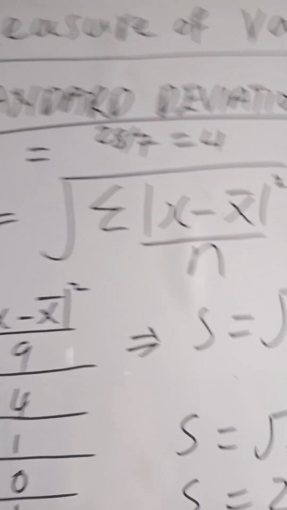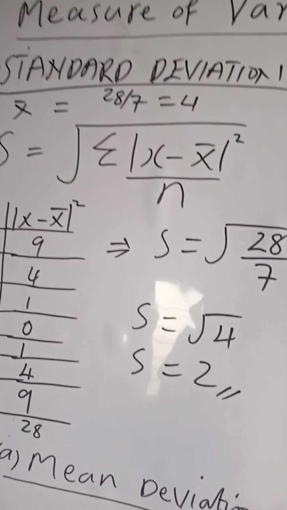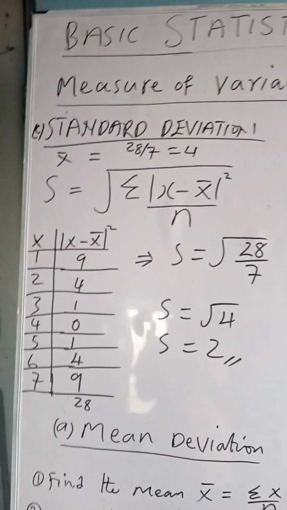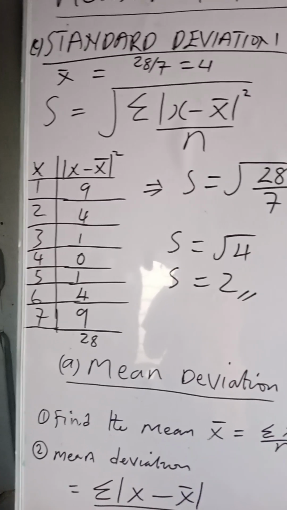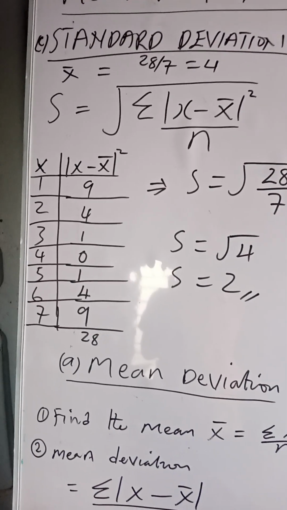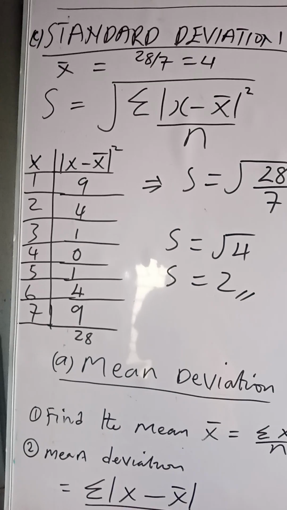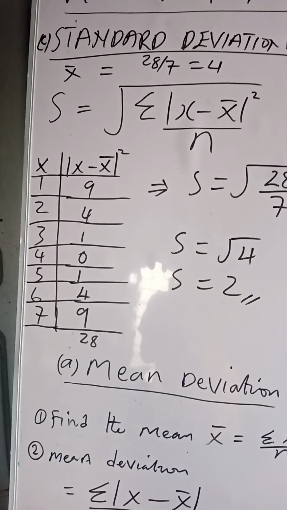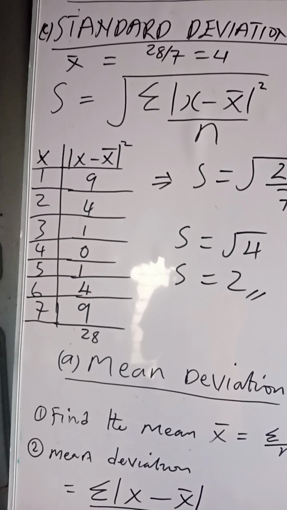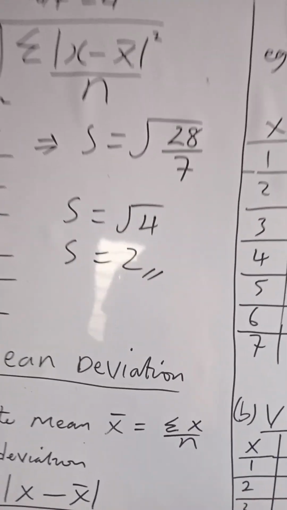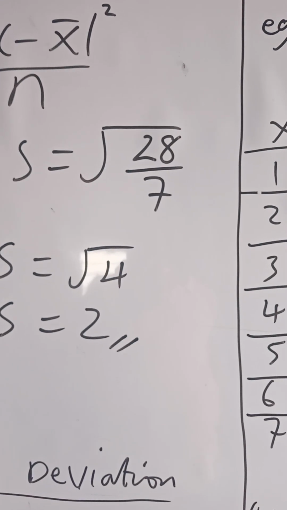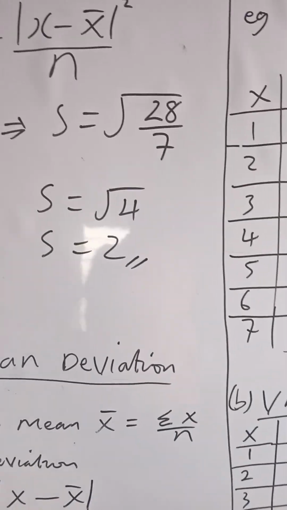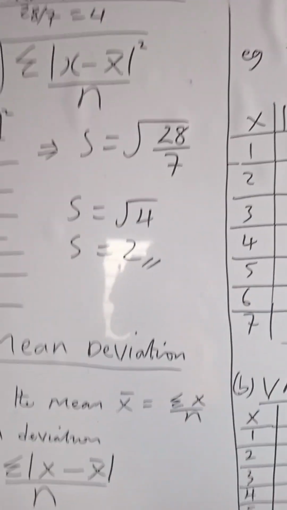Then the standard deviation is the square root of the variance, as projected over there. We do the same thing as at the first point: we find the mean, subtract the mean from the values, and square it. When you total all of them, it gives us 28. Finally, we put it into the formula, the square root of 28 divided by 7, which gives us the square root of 4, and finally 2.